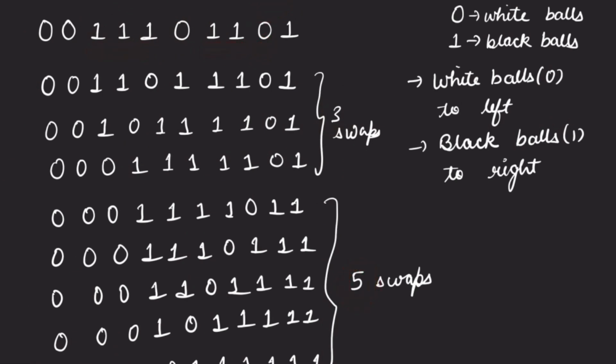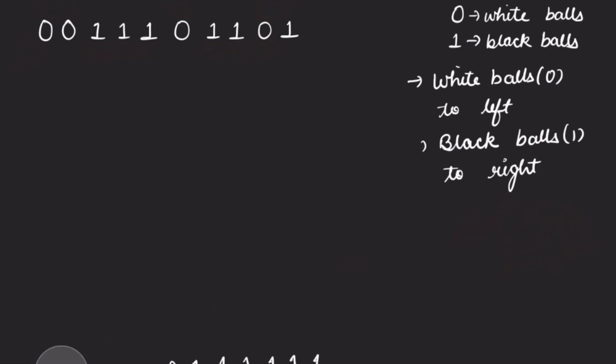So can we say that if we start from the starting and for every 0 we keep a count of how many ones are present before that 0, right? And whenever we encounter any 0, we will add the number of ones to our swaps, right? Can we say that? So let's remove all this.